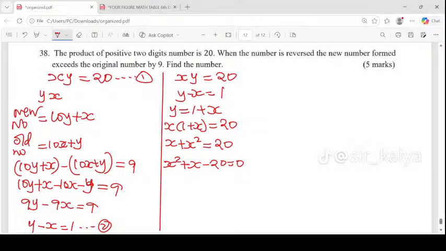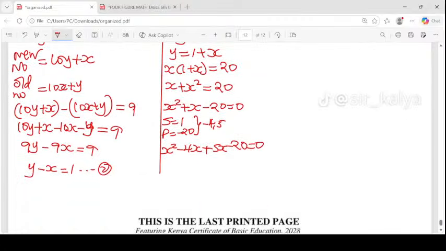Then the sum should give me 1. The product should give me negative 20. The two numbers are negative 4 and 5. So this is x squared minus 4x plus 5x minus 20 is equivalent to 0. Factoring out, I'll have here x into x minus 4 plus 5 into x minus 4 is equal to 0.